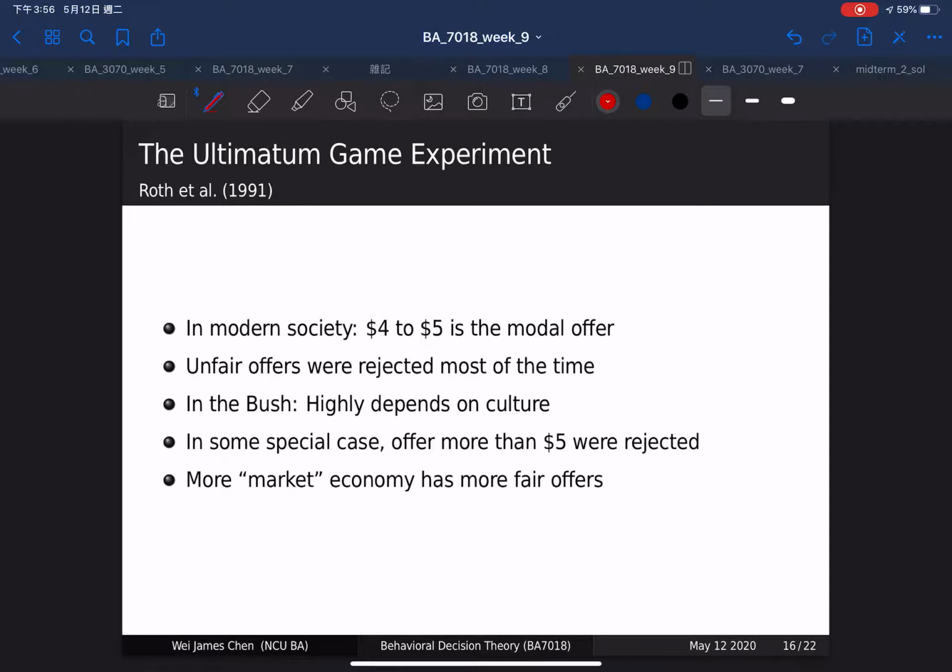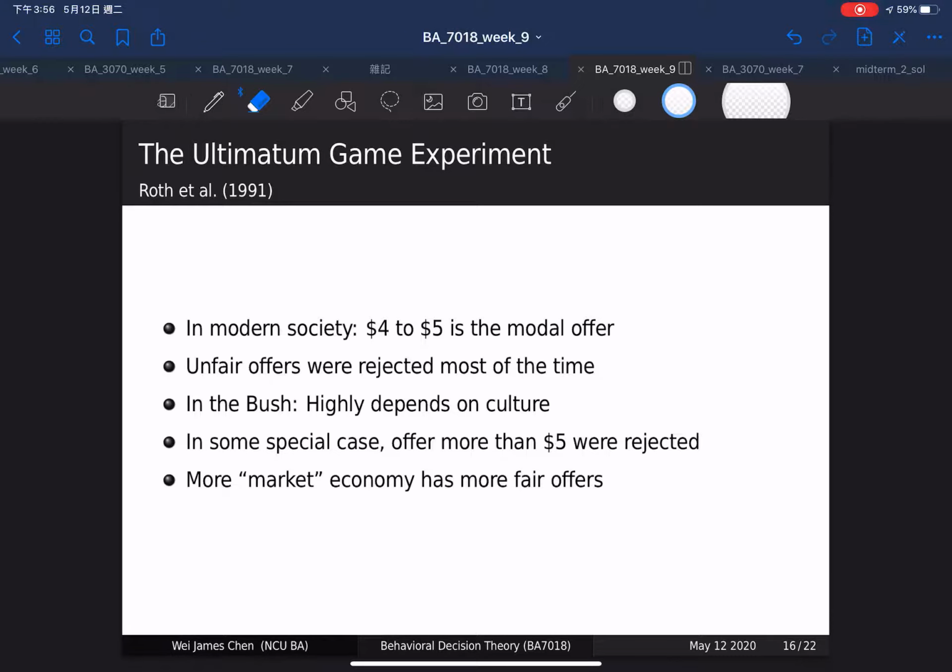By unfair, I mean not 50-50 or not close enough to 50-50. Okay, in the bush, so in traditional society, interestingly enough, that actually depends highly on culture. I remember one case really stunning to me when I was a student. I heard about a study where they ran this experiment, I think, in one village in the Philippines.